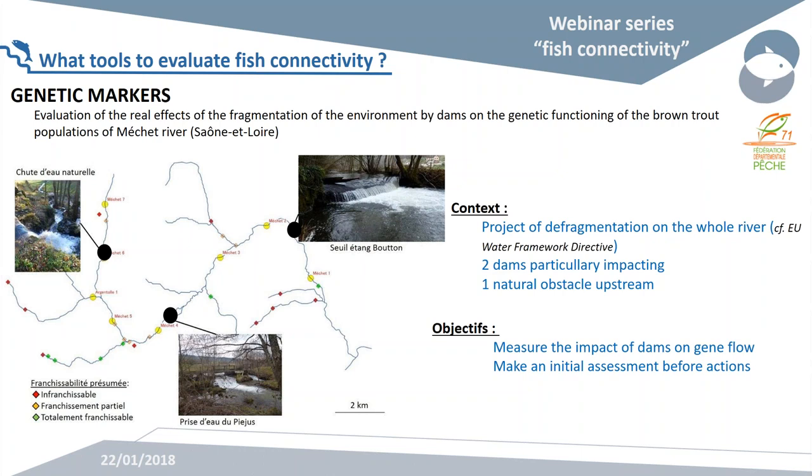So first, they evaluated the passability of each dam, and the result was this map that you can see, where we identify two dams particularly impacting for fish. These are the two black points that you can see, really upstream. On the left side of the map, we have a natural obstacle. And the objective of our study was to measure the impact of dams on gene flow, but also make an initial assessment before action on dams.